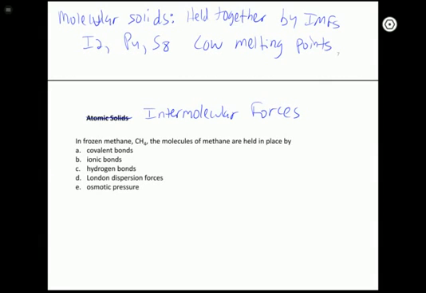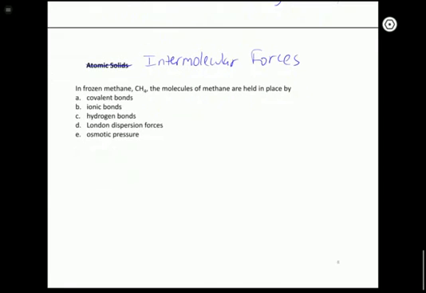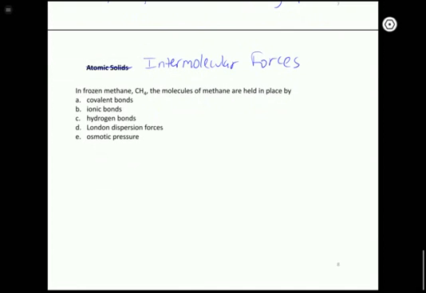Alright, so we want to think about a bit of a flow chart when deciding which intermolecular forces are strongest. So in problems like this, where we're looking for how molecules are held together in a condensed phase, we want to look for the strongest intermolecular force. That's going to be the one that dominates. And so we want to think about a flow chart.